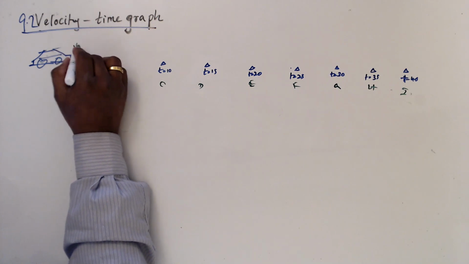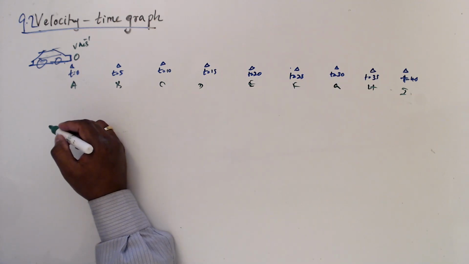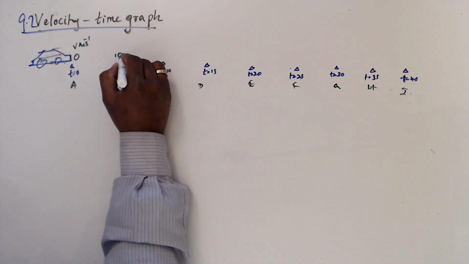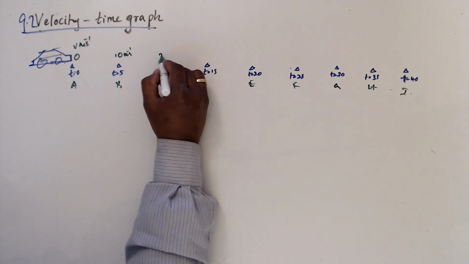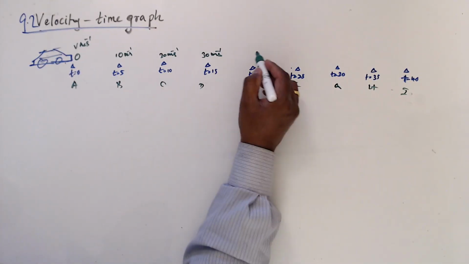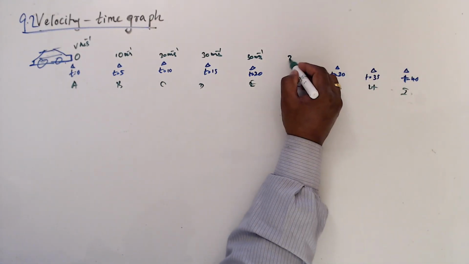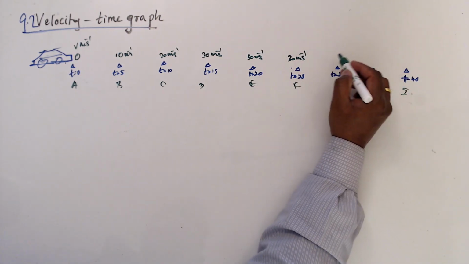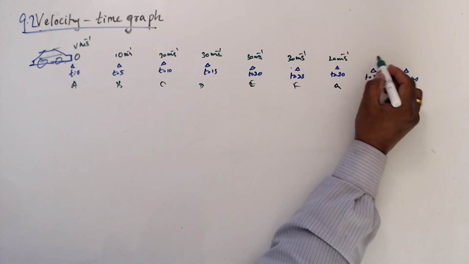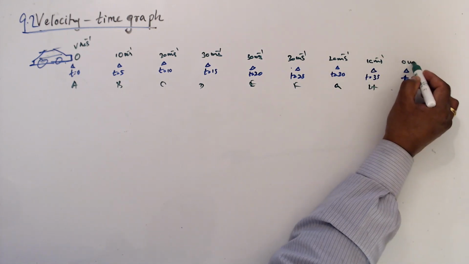So V in meters per second. Here it is going to be 10 meters per second, 20 meters per second, 30 meters per second, 30 meters per second, then 30 meters per second, then 20 meters per second, and this is 10 meters per second and 0 meters per second.